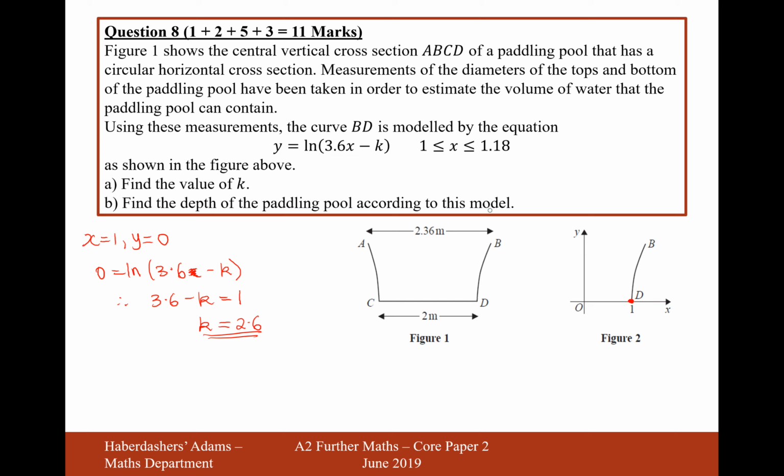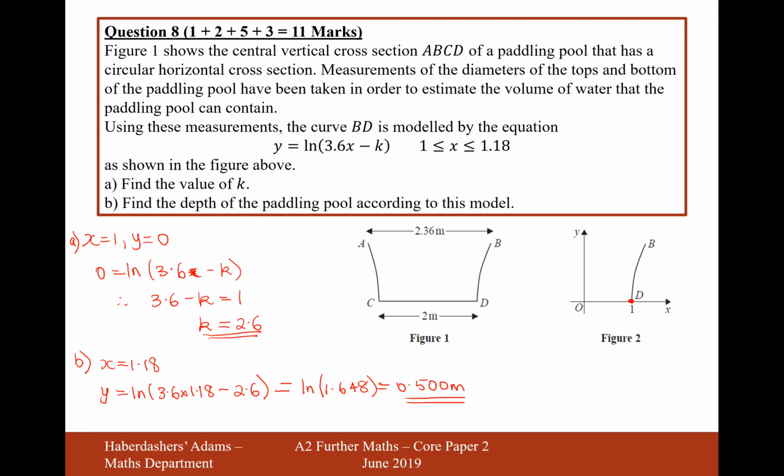Find the depth of the paddling pool according to this model. Well, that's the answer for part A. Moving on to part B, that's just when we substitute in x equals 1.18. So therefore the y value is going to be ln(3.6 times 1.18) minus 2.6. Type that into your calculator, ln of 1.648, which is 0.500 meters to 3 significant figures, so basically half a meter deep.